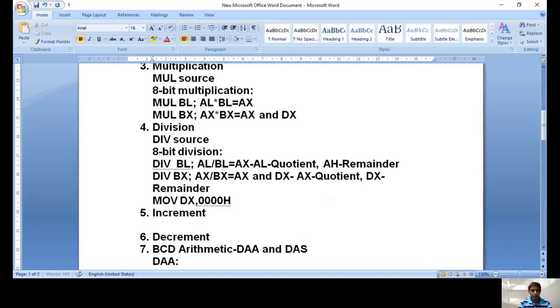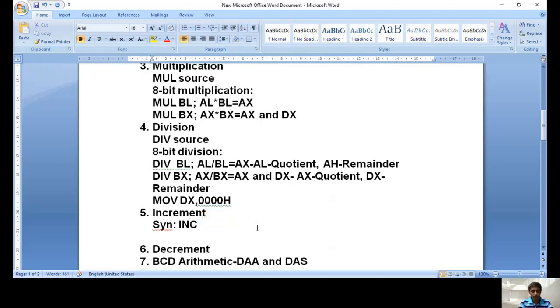Coming to the increment instruction. This increment instruction is used to increment the destination content by 1. Let us see in which way it is performing. So the syntax is INC destination. If you write it like this, the content of the destination is incremented by 1. Here the destination may be a register, preferably a register, and sometimes a memory location also. The content of the memory location is incremented by 1.